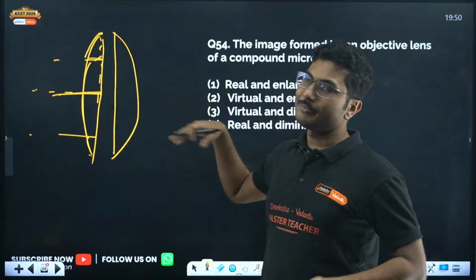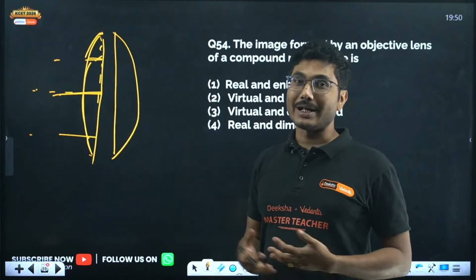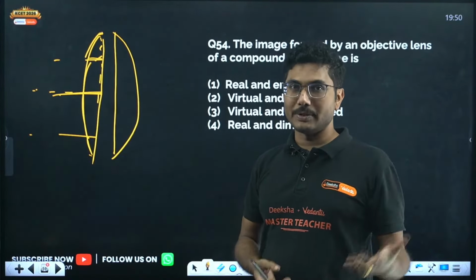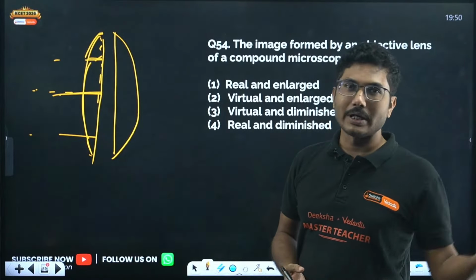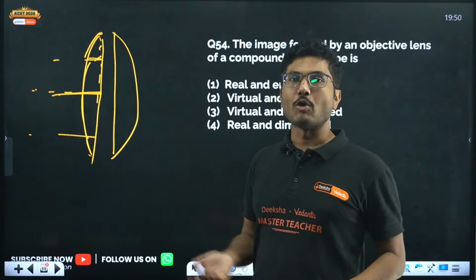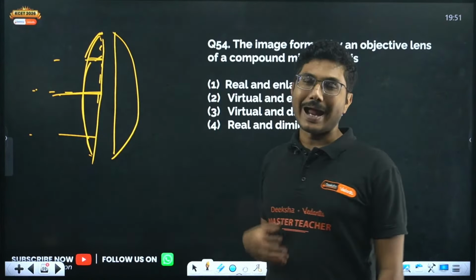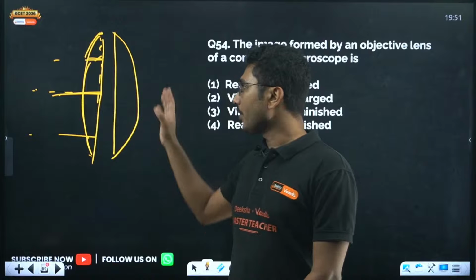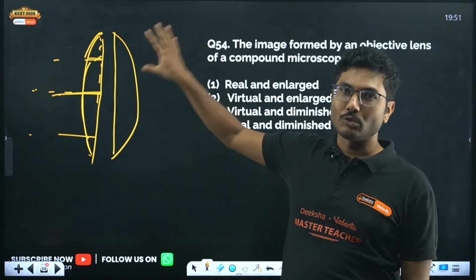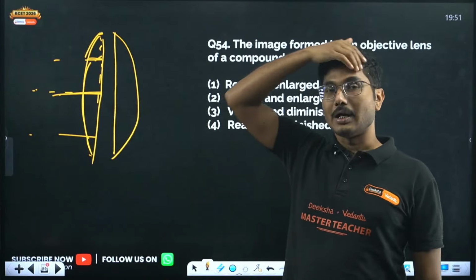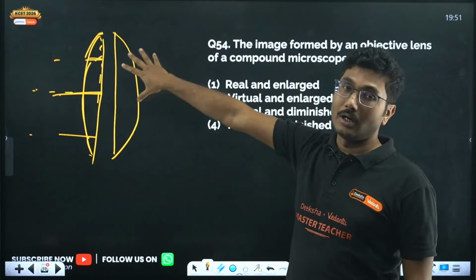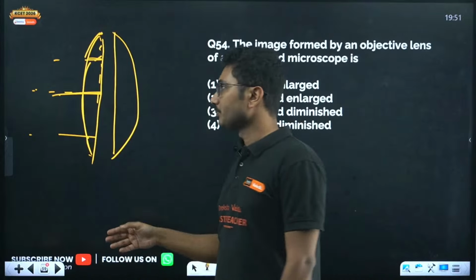This lens has a higher focal length, which means it is not as good as previously. Increasing focal length does not mean that it is a good lens. Good lenses have small focal length. Bad lenses have higher focal length. So that means this lens is no longer as good as it was previously. Focal length becomes twice, power becomes half.